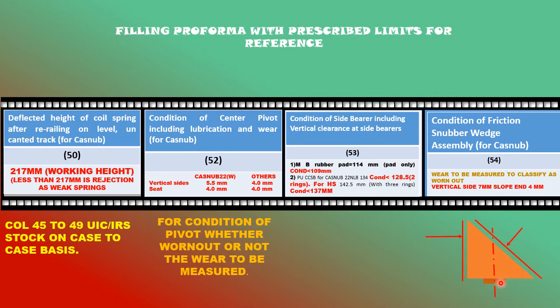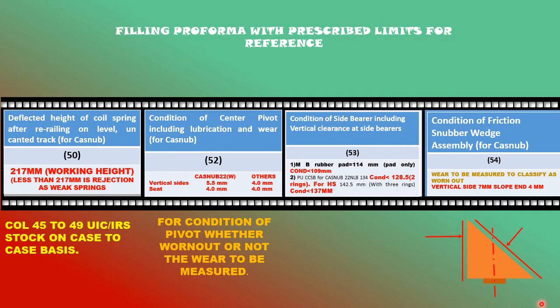This is known as spigot, and here lies the spring, the coil spring. Now, the condition of the friction snubber wedge. What is the condition? With the naked eye, nobody can see. So we have to measure it.